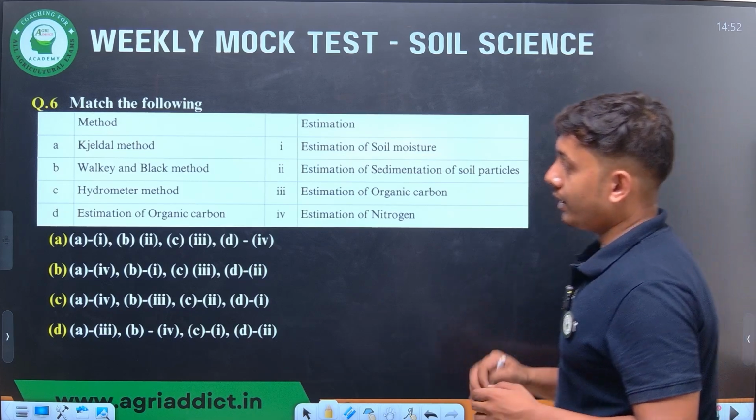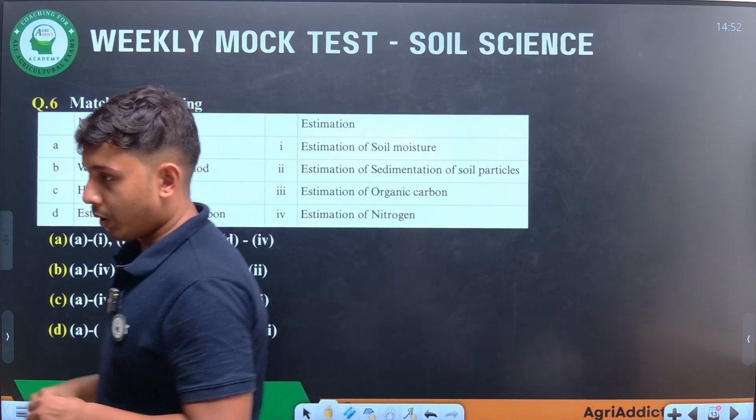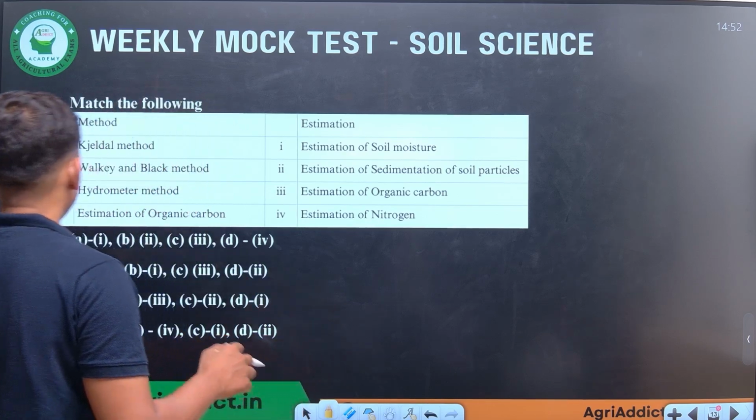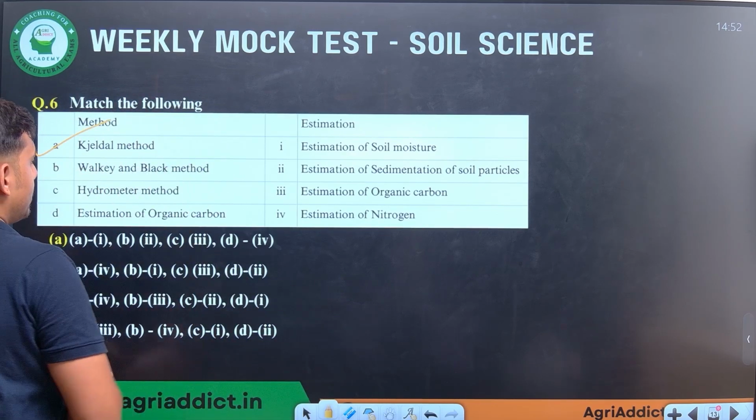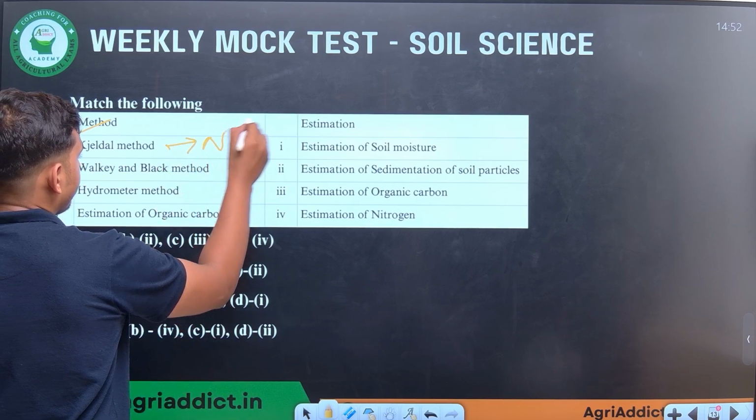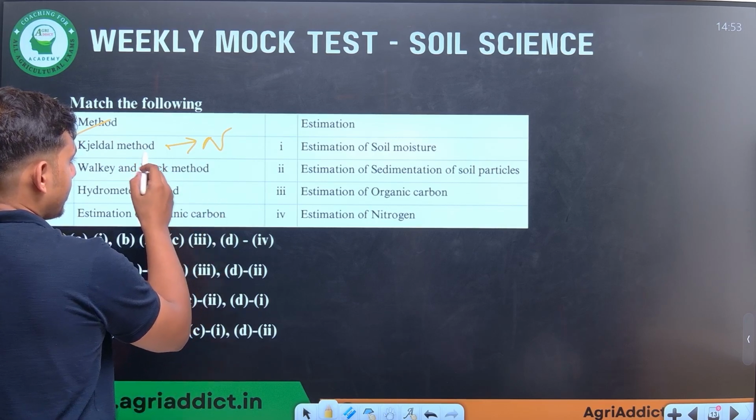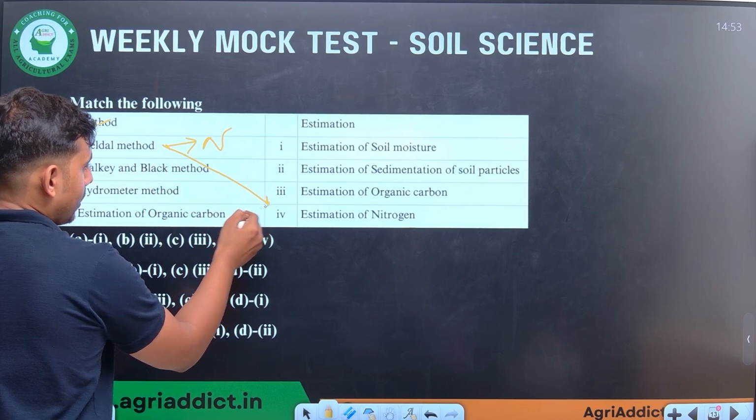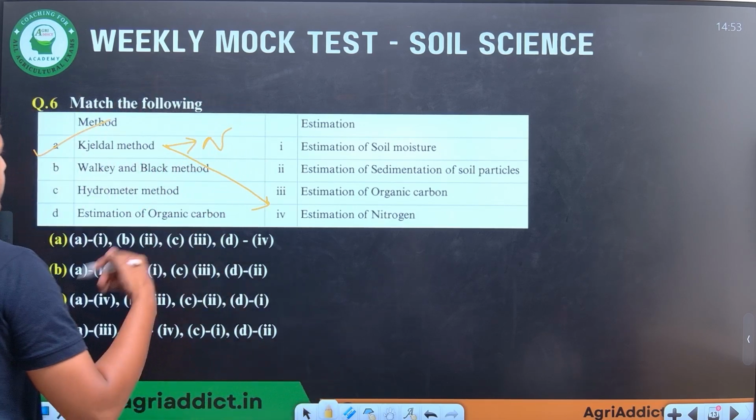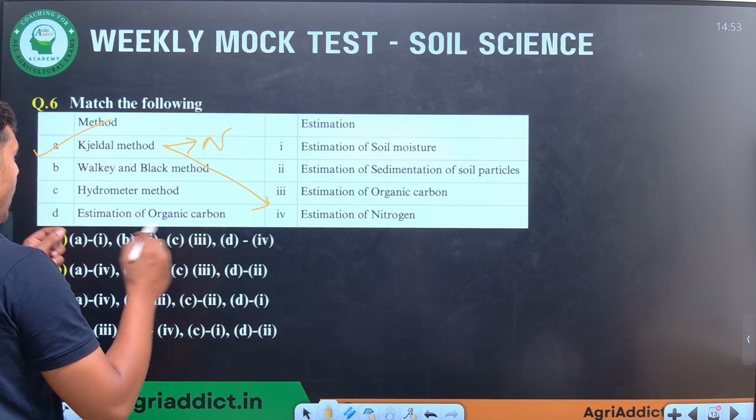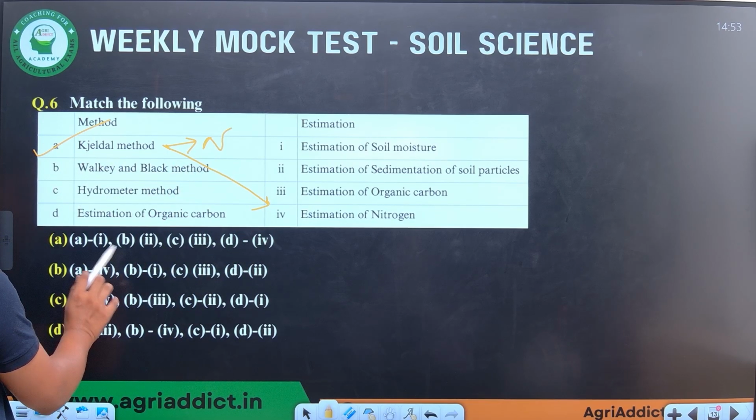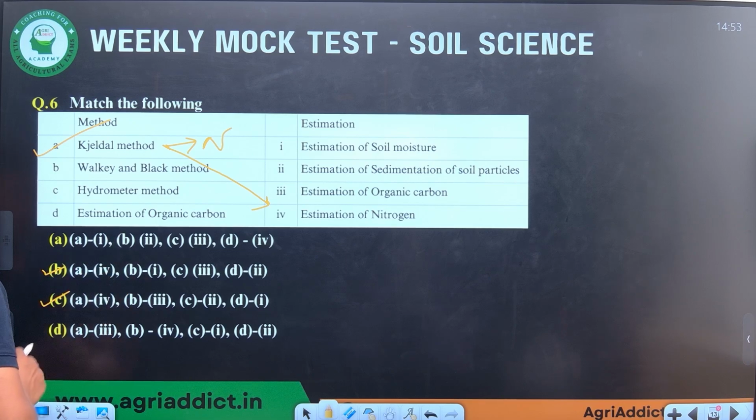Okay, this is a very important question. Which method is used for which kind of elements? You have to remember all those things. In the Kjeldahl method, it is actually nitrogen. One trick we discussed in the previous videos also is that we first try to find the answer from the options. Here A is 4, so A is 4 means the option will be either B or C.